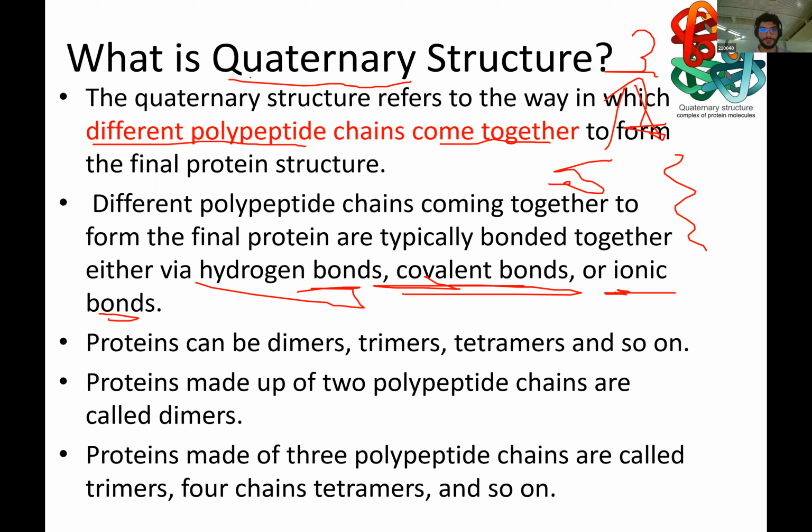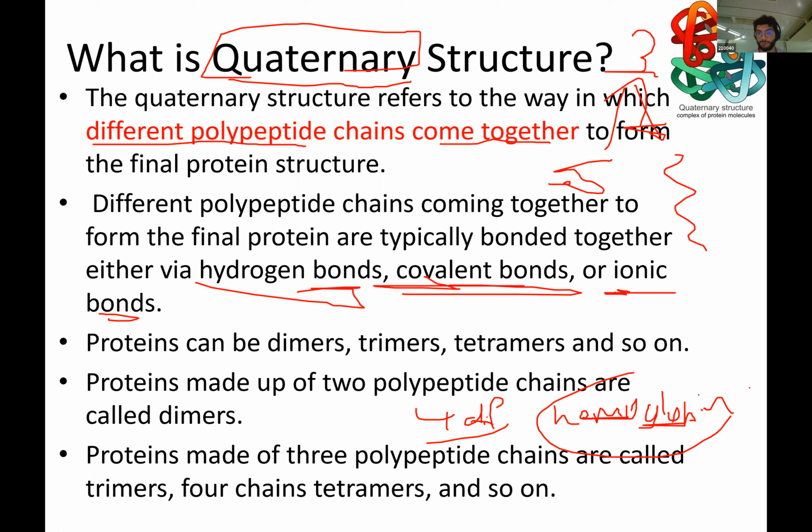And obviously, this depends on what the protein is. For example, we have hemoglobin. Hemoglobin consists of 4 different proteins. They're all tertiary structures. They come together to form one big protein called hemoglobin, and that's it.